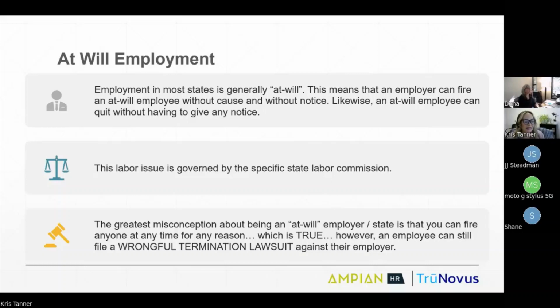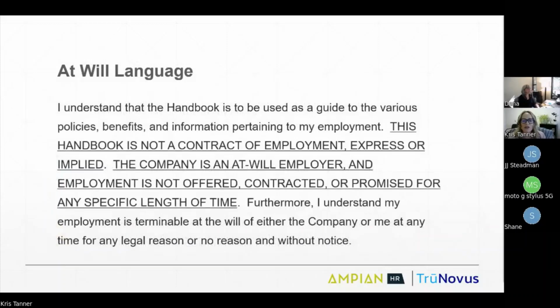This next slide is actual language from one of our handbooks. I wanted to give you this so that if you're currently creating a handbook, or you have one and you want to compare this language to what you have, this was created by an employment law attorney, and this or very similar language is included in handbooks that we help our clients prepare. So feel free to screenshot or take a picture, or as JJ mentioned, this will be going out later, so you'll have access to this presentation.